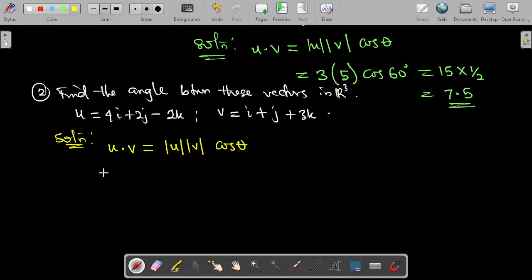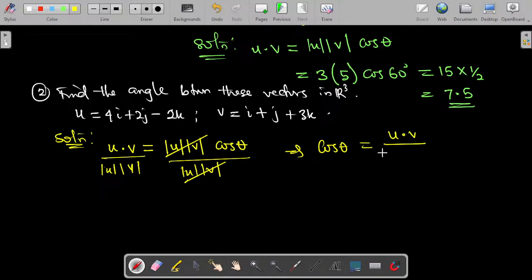In other words, all my job here is to make theta the subject. I can do that by dividing both sides by the magnitude of u and the magnitude of v, or I can just substitute and then divide later. But I'm already doing it. If I do this, the whole of this will go. So that means my cos theta will now be equal to u dot v all over the magnitude of u times the magnitude of v. And you are done.